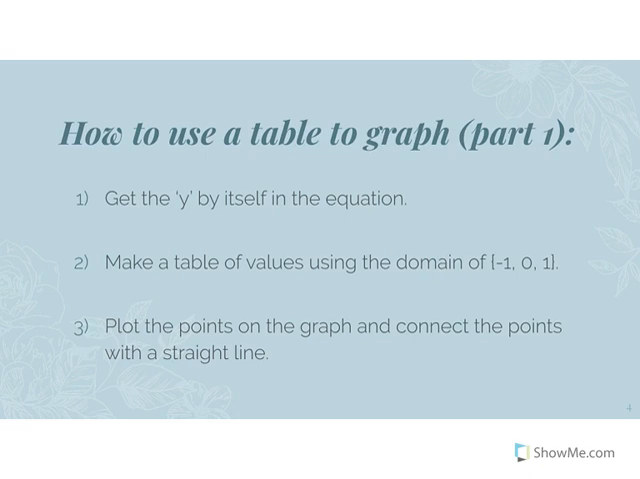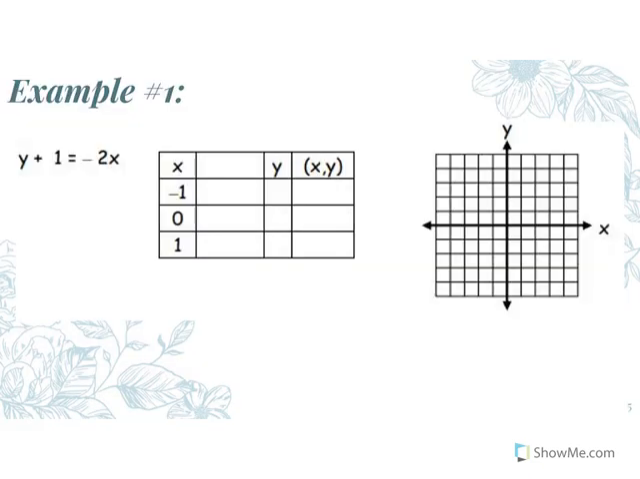Now, how to actually use a table to graph. This is just going to be your part 1 first. So get the y by itself in the equation, just like we just did on our 4 previous examples. You're going to make a table of values using the domain, and I want you to use these in your table every single time: negative 1, 0, and 1. Our last step, you're going to make sure you plot those points on your graph and connect the points, creating a straight line. So let's go ahead and do our first example.